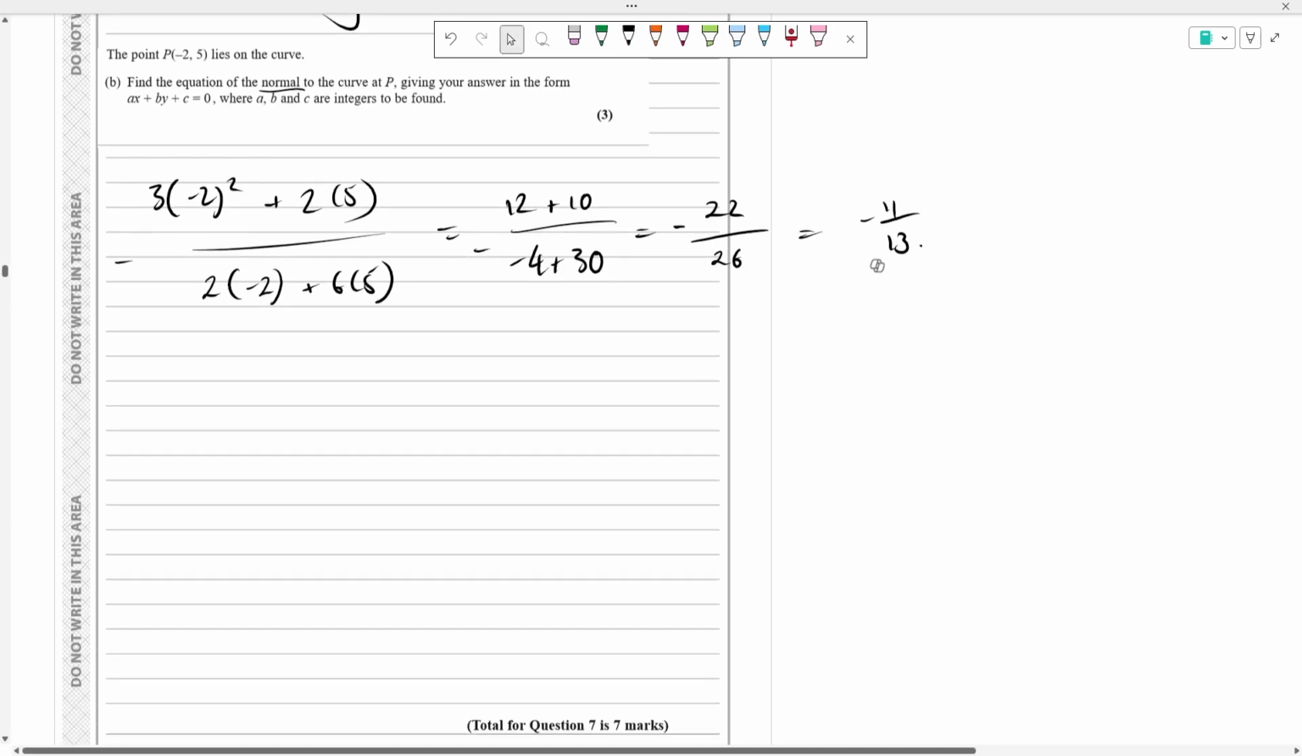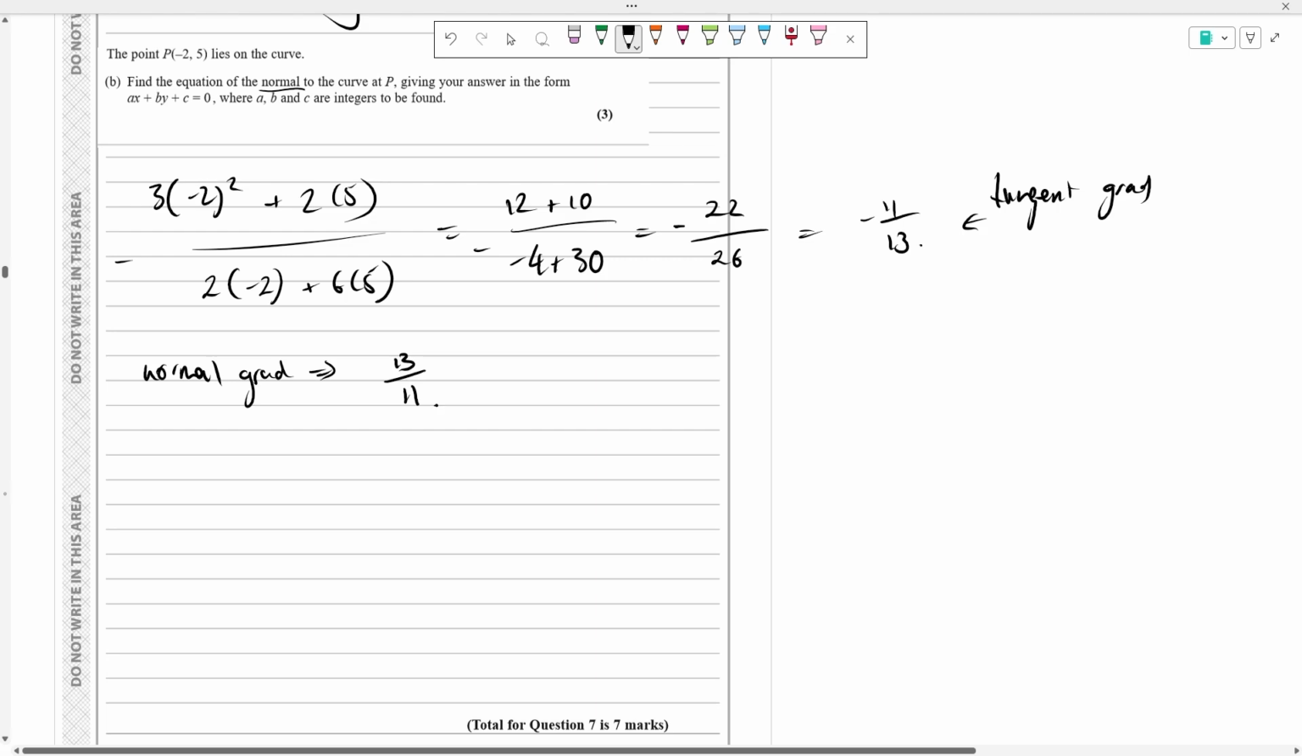That means that our normal gradient, because this is our tangent gradient here, is going to be the negative reciprocal, so that's going to be 13 over 11. Cool. Then we can just use y equals mx plus c, or if you really want, you can use y minus y1 and so on. But since they want it in this form, we have to make sure we convert it to this form at the end. So I'm going to take this coordinate and substitute it into here.